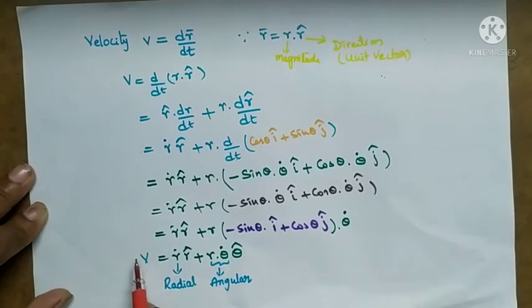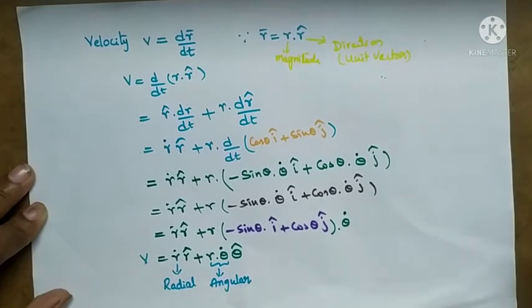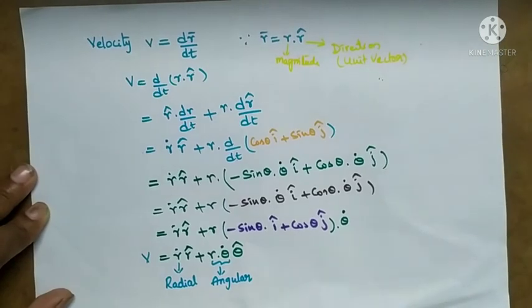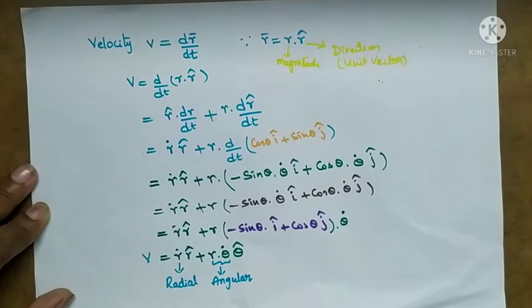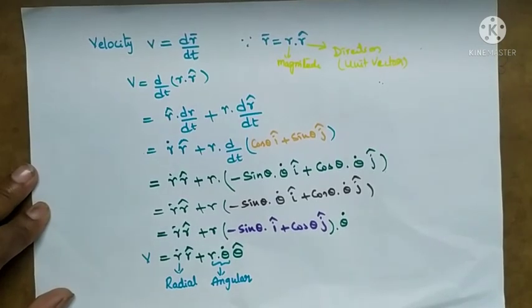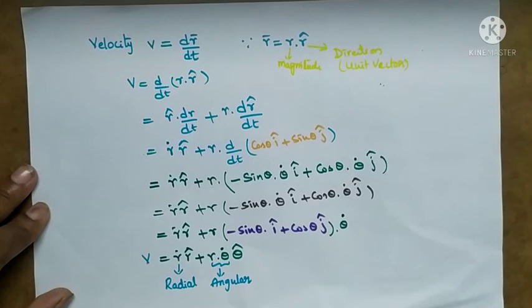If the particle is moving at a constant radial position, then r is fixed. And if the angle is moving linearly, then theta is fixed, so the differentiation of theta with respect to time is 0. If r is fixed, the differentiation of the radial vector will be 0. So by taking the different cases, we can find the velocity of the particle.